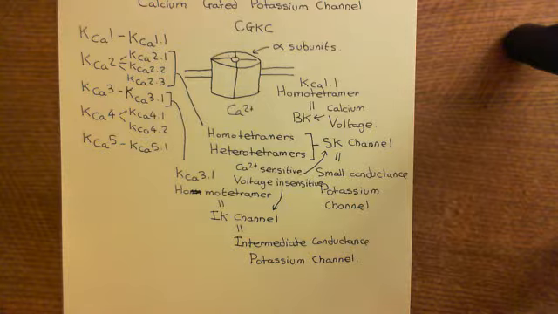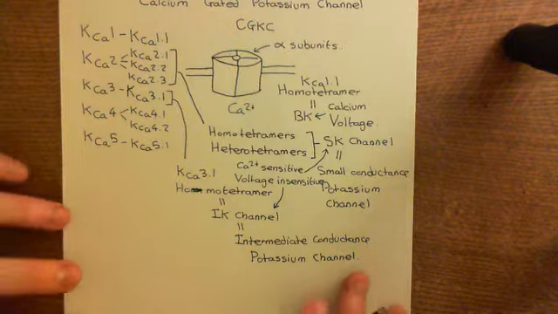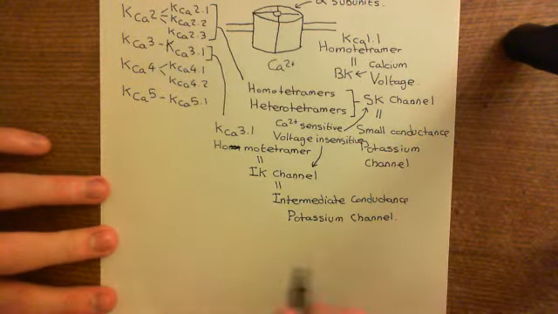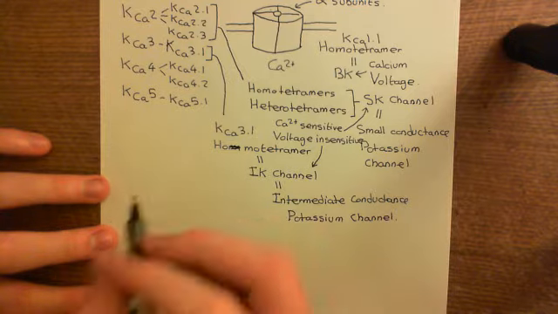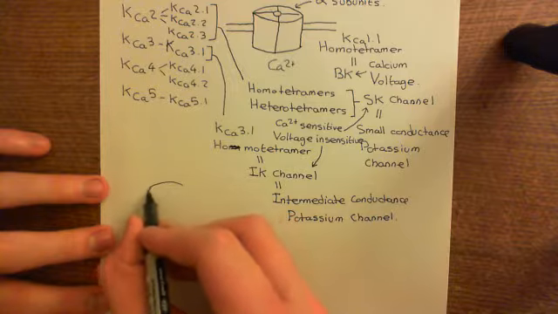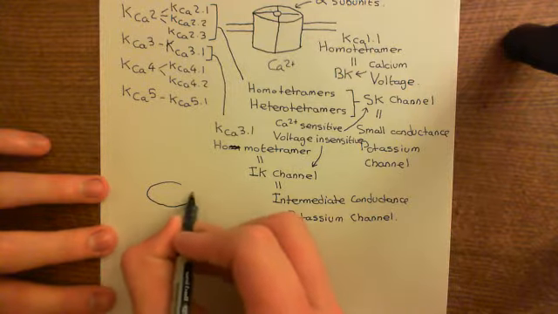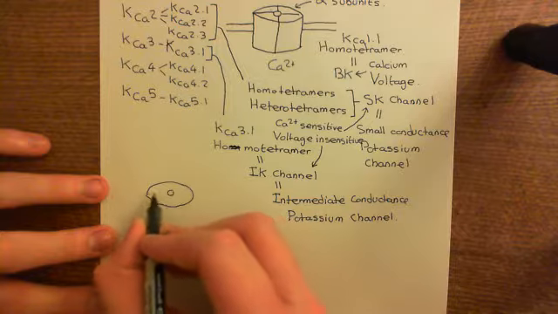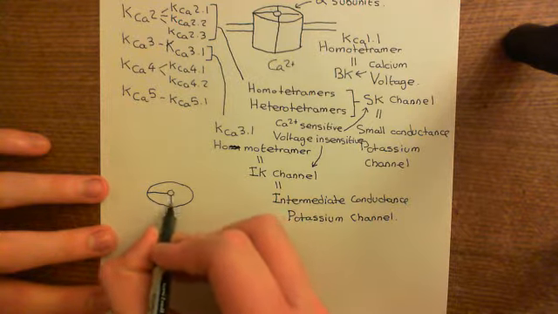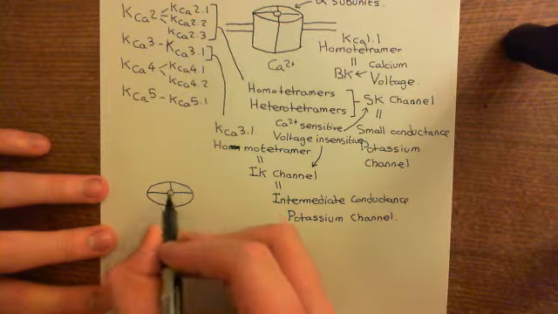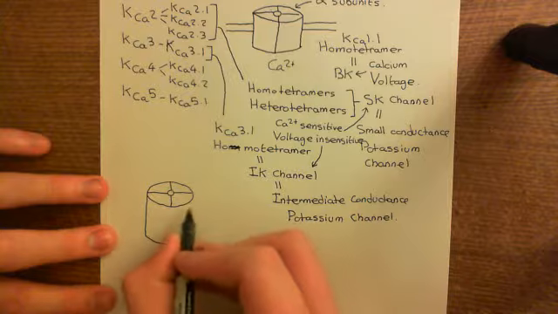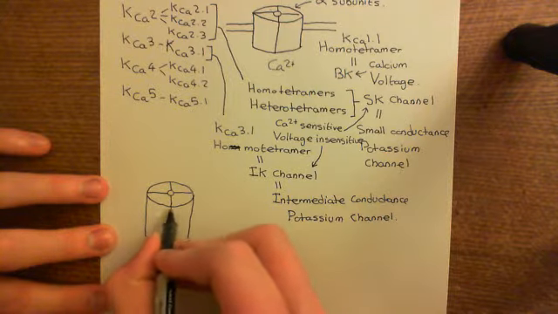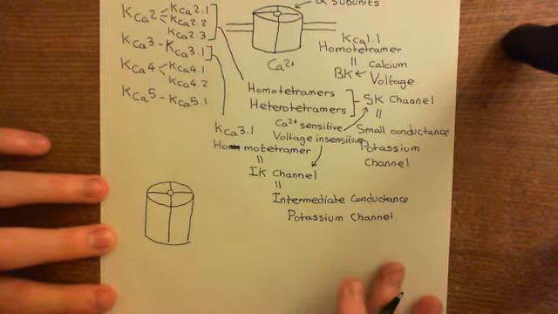Right, so let's now turn our attention to the BK channel completely. We've seen that a BK channel is a homotetramer of 4 KCa 1.1 alpha subunits. However, they are slightly more complicated than that. In all calcium-gated potassium channels, you can also add in beta subunits. Let me show this. Here are the 4 alpha subunits bound together in this homotetramer, but you can also add in beta subunits onto that.